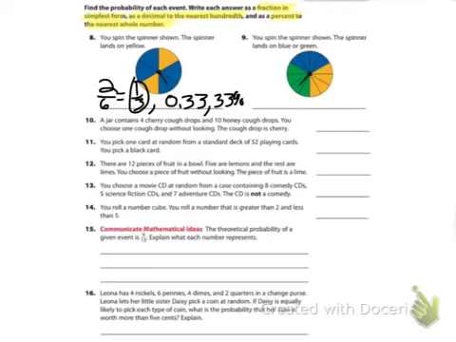Moving on to number 9, you spin the spinner shown. The spinner lands on blue or green. Well, if we count these up, we get 12 total sections. How many of them are blue or green? That is 8. We can simplify that, divide by 4. We get 2/3. Now 2/3 written as a decimal is 0.6 repeating, which rounds to 0.67. And as a percent is 67%.